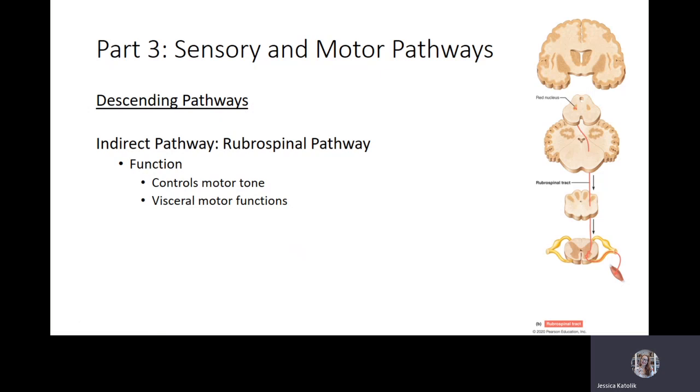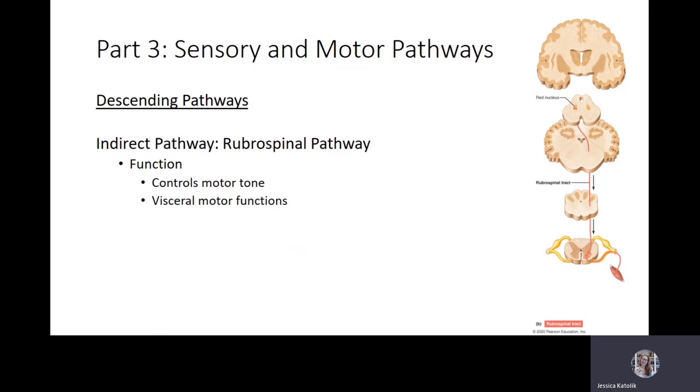to respond. Some of the functions of this rubrospinal pathway is going to be motor tone. So our muscles in our body are always going to have like muscle tone or motor tone. And what is that? Our muscles are continuously being stimulated to be slightly contracted at all times, so that the muscles are ready for motion.